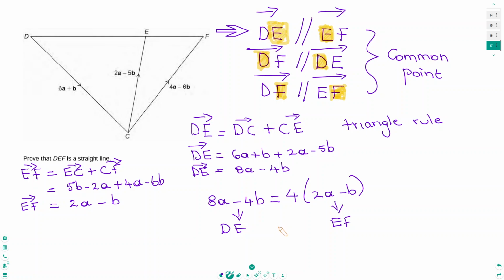So we have proved that the vector DE is 4 times the vector EF. And this completes the proof that the DE is parallel to the EF vector. And because these two vectors have the same direction, they are parallel, and they have a common point, the common point is the E, it shows that the points DEF lie on a straight line. The common point is the E.